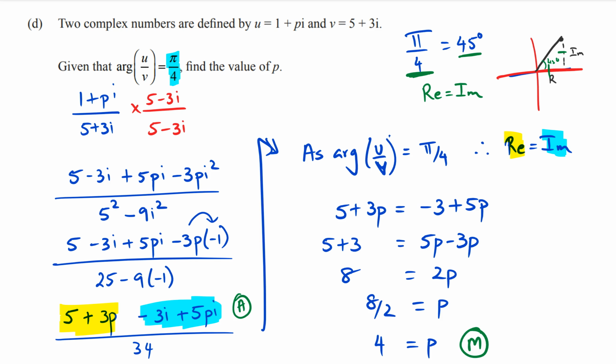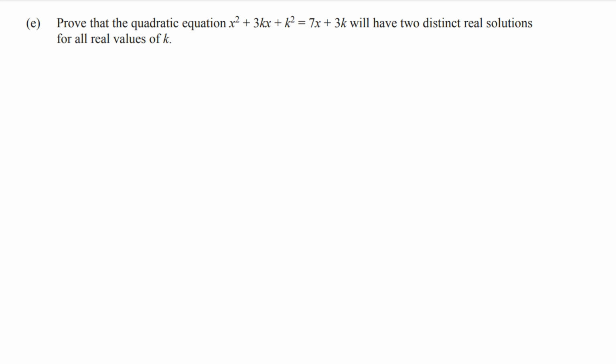All right, so let's go to the last question. Alright guys, so for this question here, what we have is prove this quadratic equation equals to this. We'll have two solutions for all values of k. So the first thing to recognize is we need to prove that the discriminant, which is b squared minus 4ac for this equation, will always be bigger than 0 for all values of k, because that's what we're trying to prove. So k could be anything, and this equation will always have two solutions.